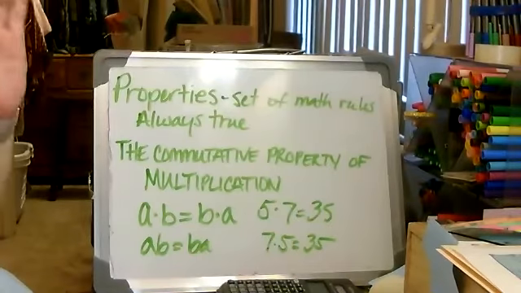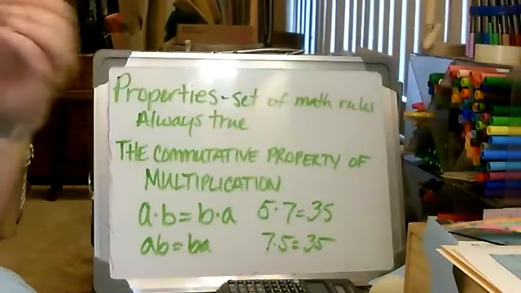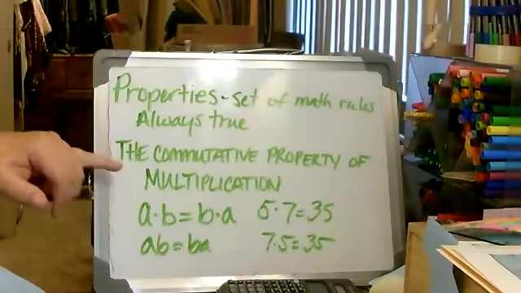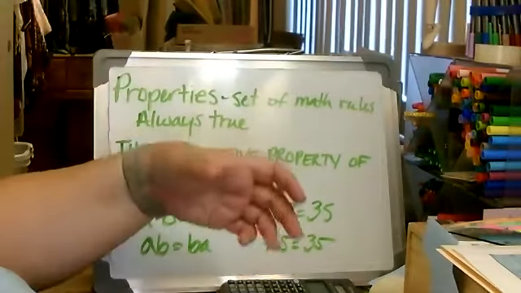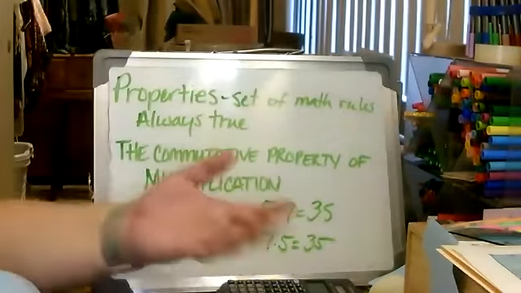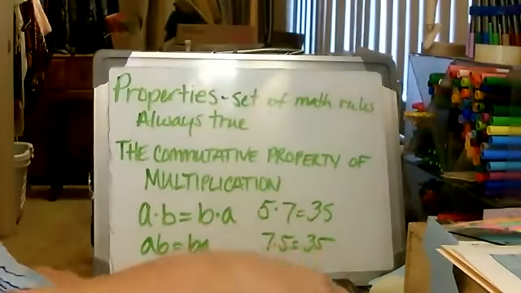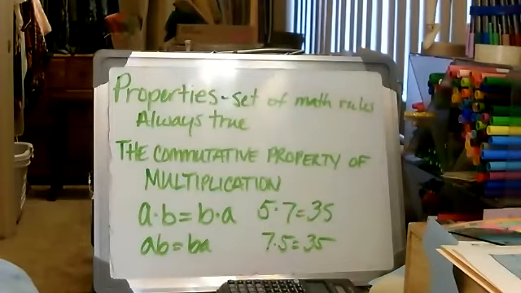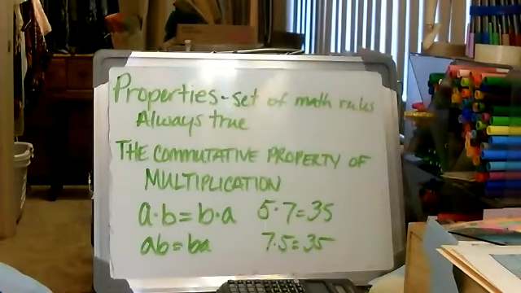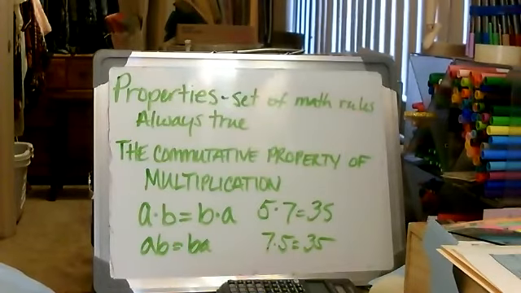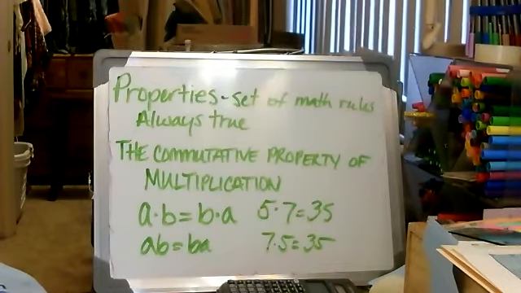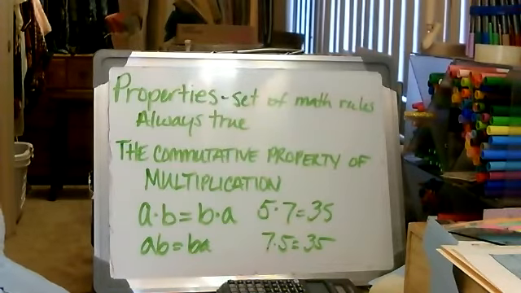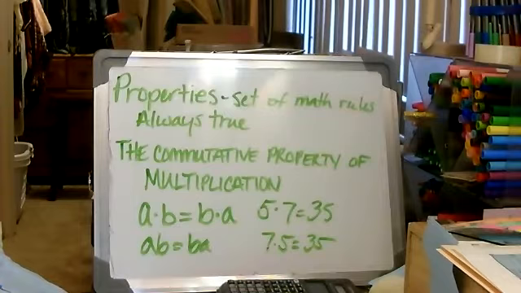Now, an important thing to remember, the commutative properties, both of addition and multiplication, only work with addition and multiplication. Okay? So you can't say that 5 minus 7 is the same as 7 minus 5. 7 minus 5 is 2. 5 minus 7 is negative 2. Okay? 5 divided by 7 is something that is different than 7 divided by 5.